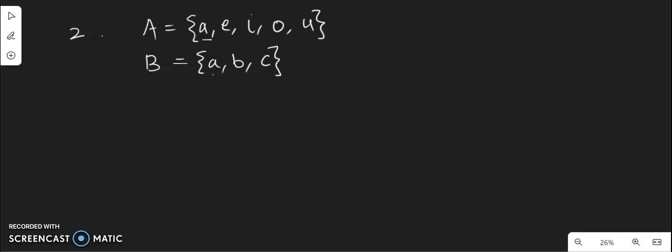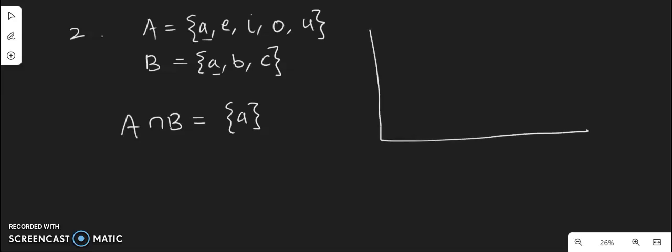a is in A and a is in B, and e is in A but not in B. i is in A, not in B. o is in A, not in B. u is in A, not in B. So if I see A intersection B here, the common element here is a only. So it's a singleton set {a}. That is exactly what A intersection B is about.